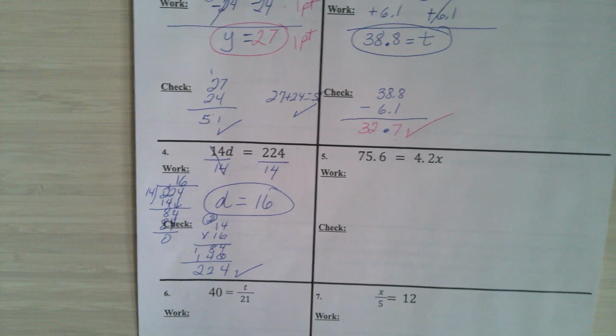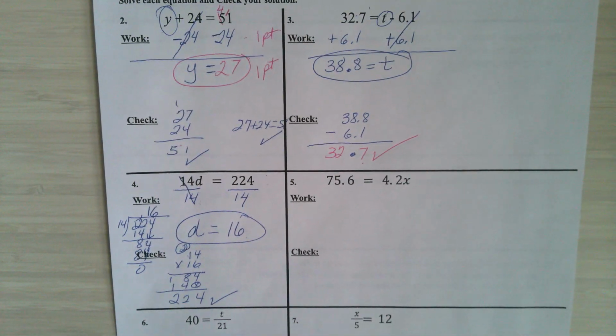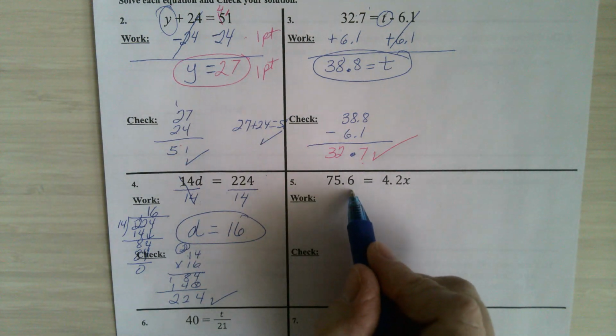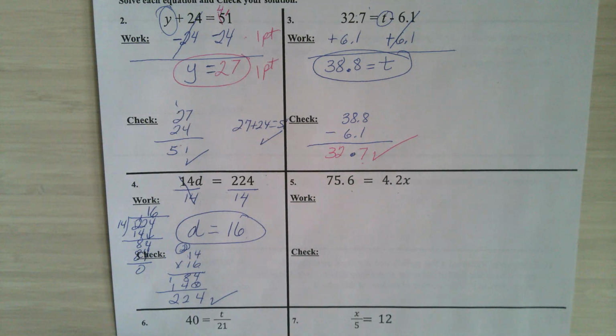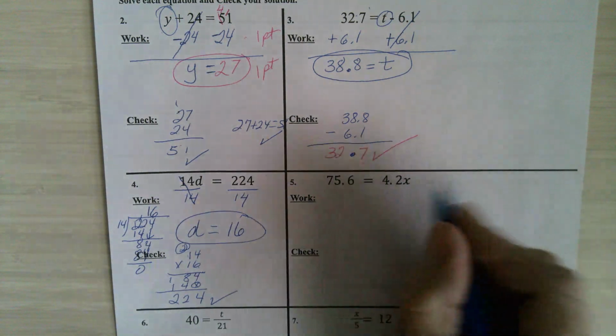Now let's go to problem number 5. In problem number 5, this says 75 and 6/10 equals 4 and 2/10 times x. What's the opposite of multiplying? Dividing.